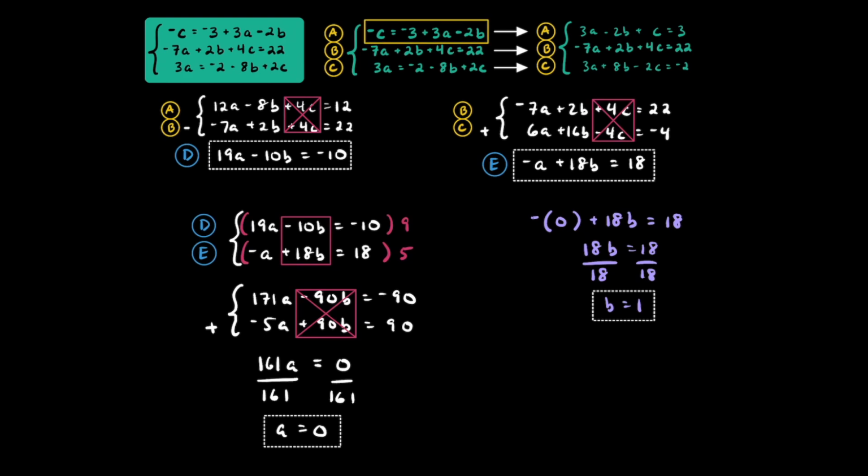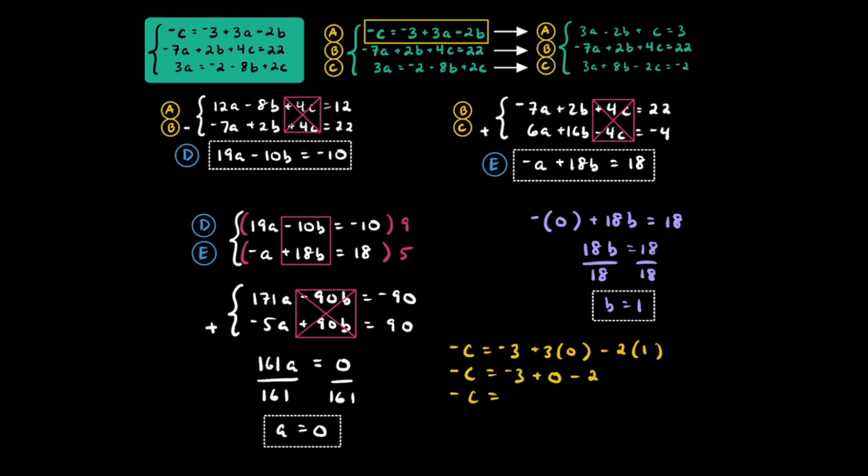Since c is basically already isolated in equation A, I'm going to use that one. Substituting in, we're going to get negative c is equal to negative 3 plus 3 times 0 minus 2 times 1. Negative c is equal to negative 3 plus 3 times 0 is just 0, and negative 2 times 1 is going to be negative 2.